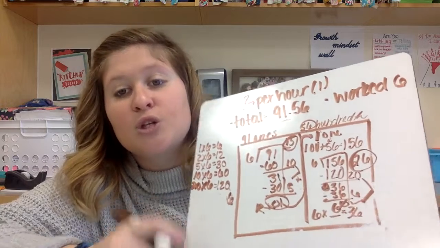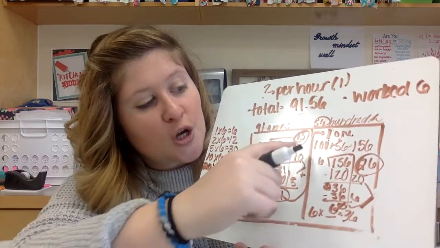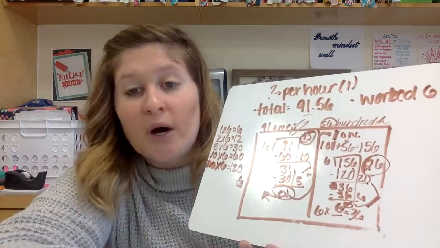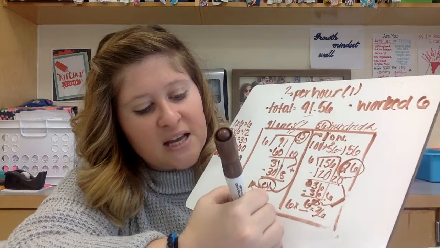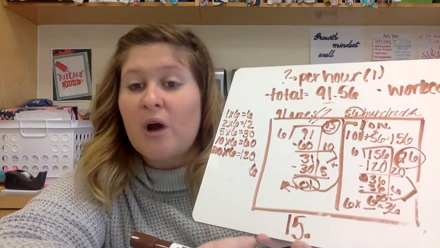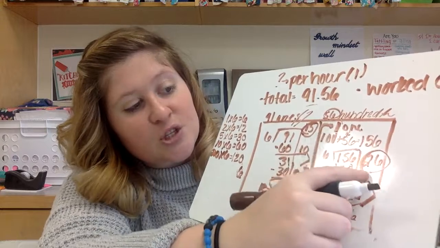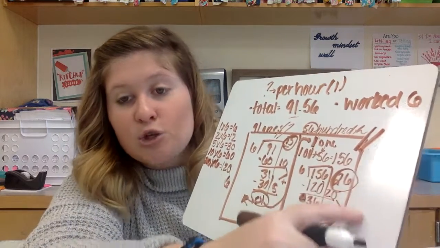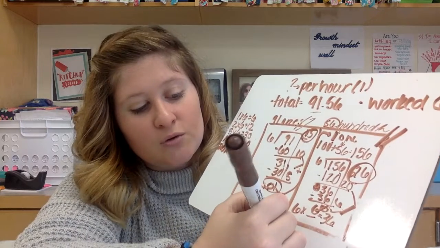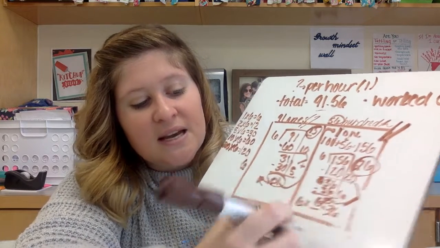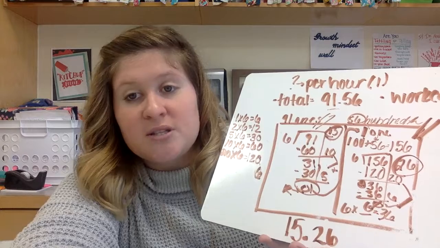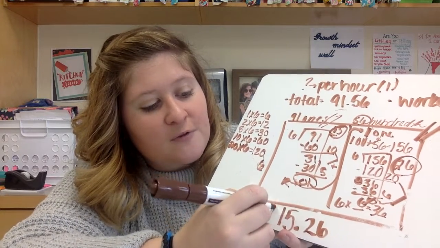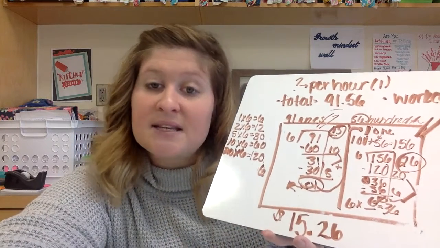Now all we have to do is look at our placements for our answer. So this is 15 ones. So I'm going to write 15, and I know my decimal comes right after my ones place. This is 26 hundredths. So I need to make sure that I drop that into the hundredths place. So 2 is in the tenths place, 6 falls into the hundredths place. So they're going to make $15.26 each hour.